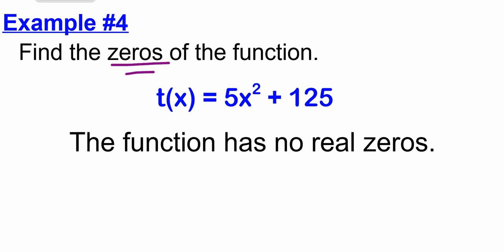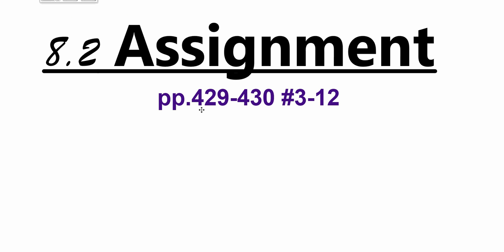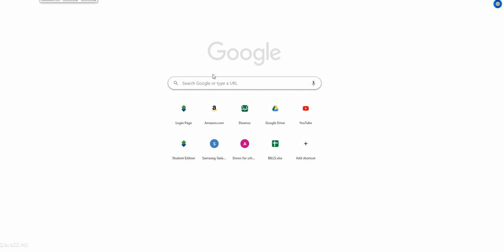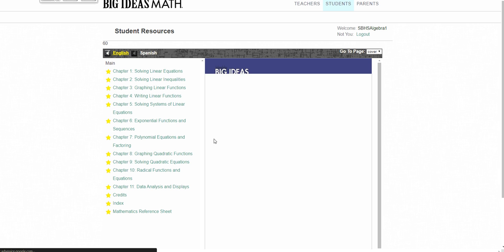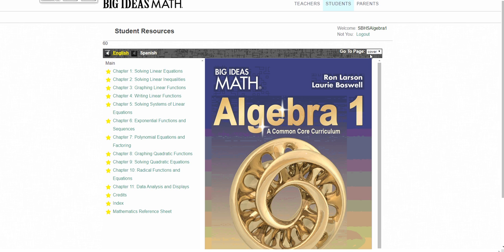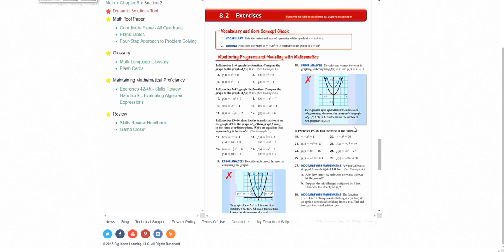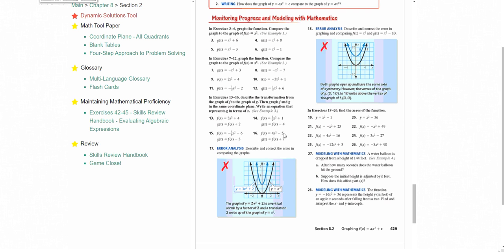All right, so your assignment for this section is pages 429 to 430, numbers 3 through 12. I cut this assignment down quite a bit, so let me just go ahead and open this one up, Chapter 8, 429 to 430. All right, and here we go. So your assignment again is numbers 3 through 12.